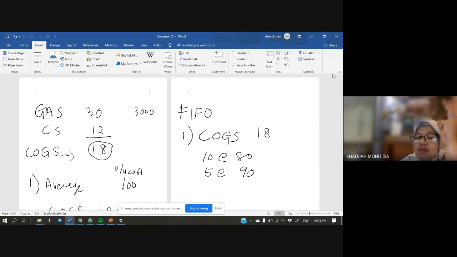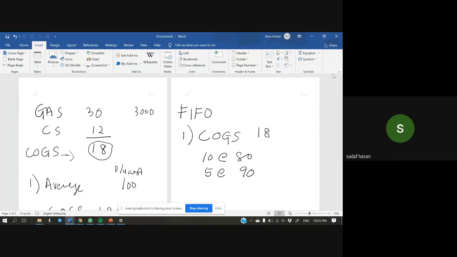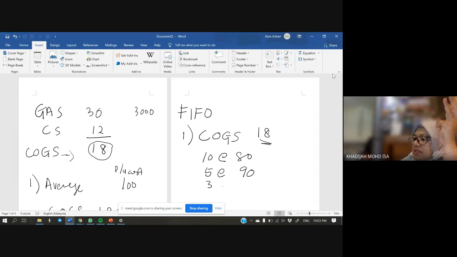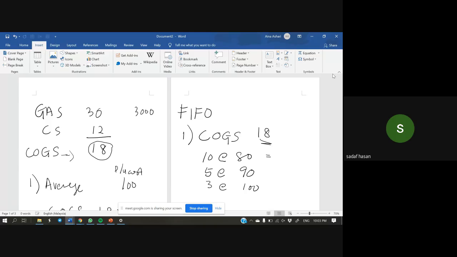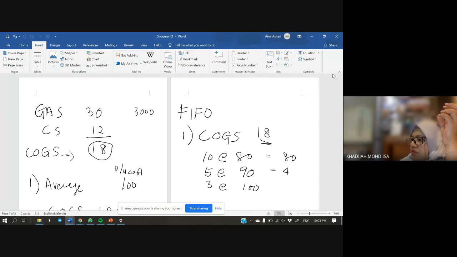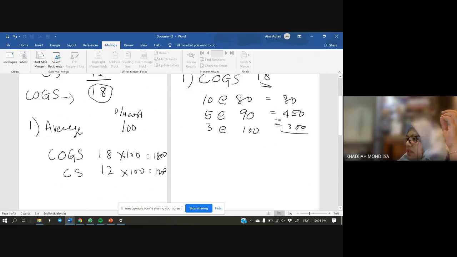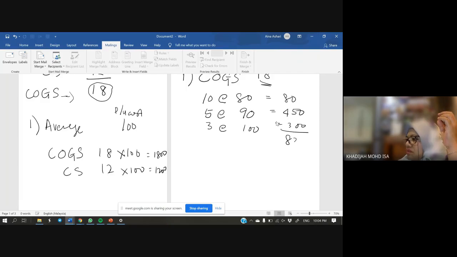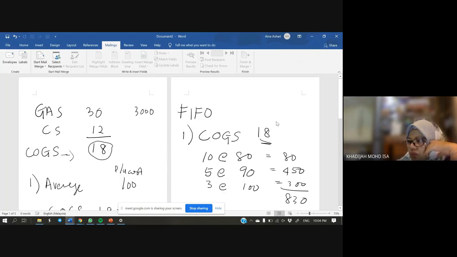10, 5. So how many units more left? 3 units. So 3 units at 100. So then you kira lah berapa COGS? This 10 at 80 is 800. This one is 450. This one is 300. So total how much? 800 plus 450 plus 300. How much is it? 1,550. What is this? COGS, under FIFO.